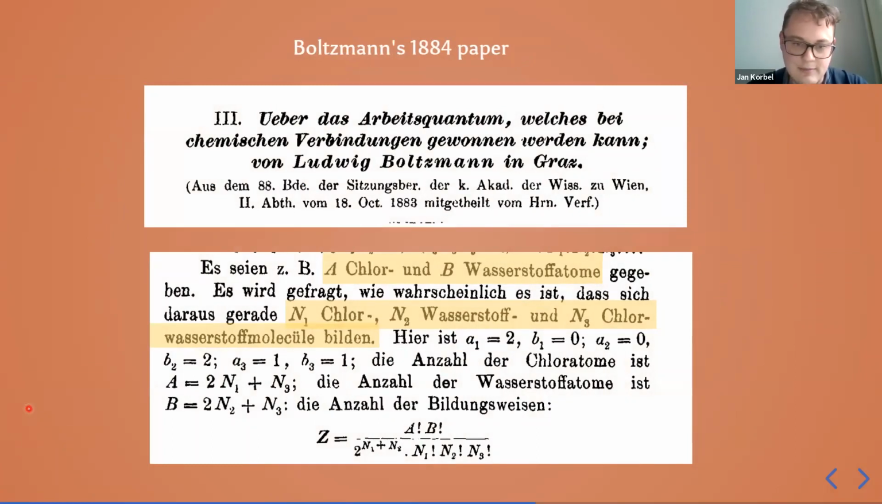And here I want to just say that already Ludwig Boltzmann, in his paper from 1884, or it was maybe 1883, was somehow aware of this. So he was considering that you have a atoms of chlorine and b atoms of hydrogen, and he was asking how many possibilities there are to make from these chlorine molecules, hydrogen molecules, and chlorohydrogen molecules. And he did a pretty similar thing. The only difference is that we generalize it for an arbitrary number of states, arbitrary size, etc.